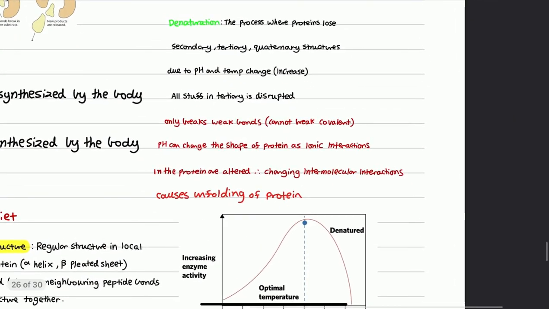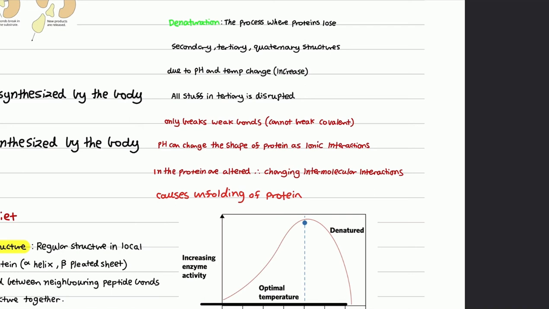So we've talked about the two models of enzyme function, and now let's get into the factors that will affect enzyme function. So first we have temperature. You want to know that each enzyme has a different set of optimal conditions that will allow it to work at its best. So that is the quickest rate of reaction.